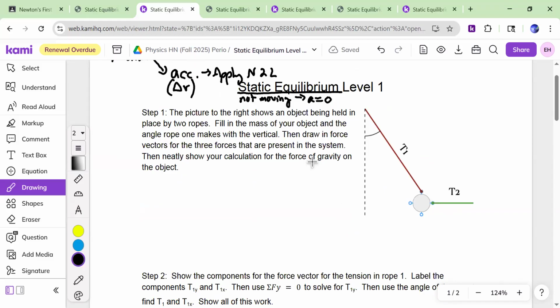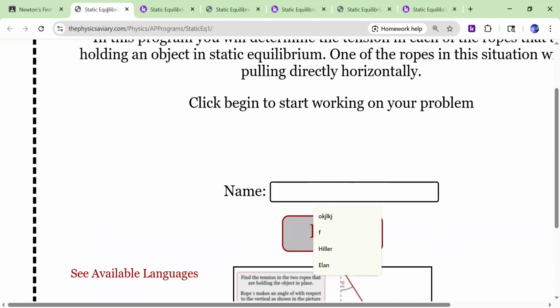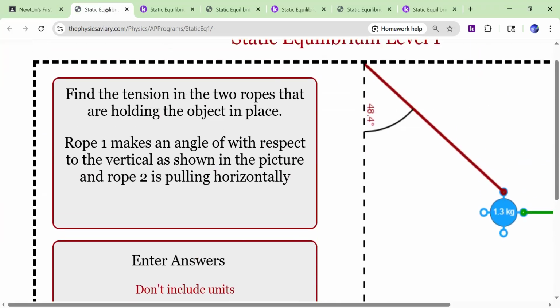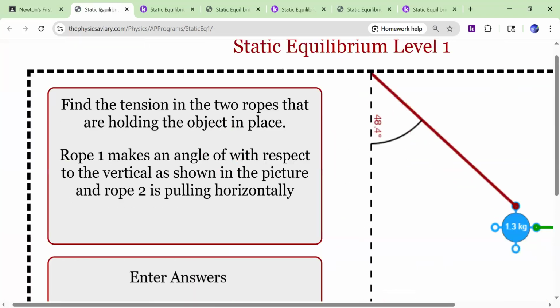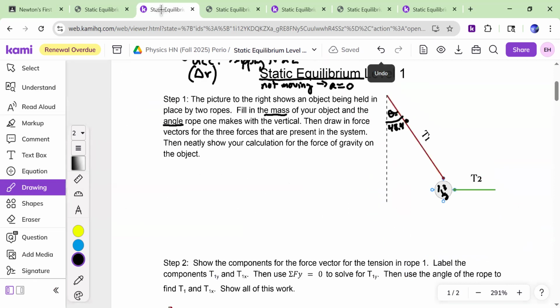So step one, we have a picture showing T1 is the tension force at an angle, and T2 is a horizontal rope with horizontal tension. Okay, we need to fill in the mass of our object and the angle with which the rope is made. So everybody go ahead and put in your name into the program so we can begin this. All right, so my mass you can see is 1.3 kilograms. Go ahead and write your mass. Okay, 1.3 kilograms. And you'll also be given your angle. My angle is 48.4 degrees, and that angle is going to be made with the vertical right here. So 48.4 is my angle. That's your theta, okay? All right, so we got that written down.